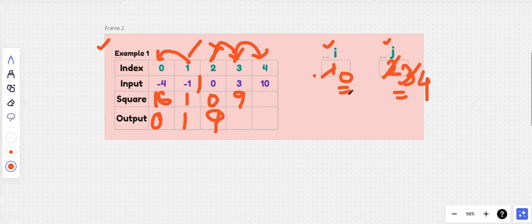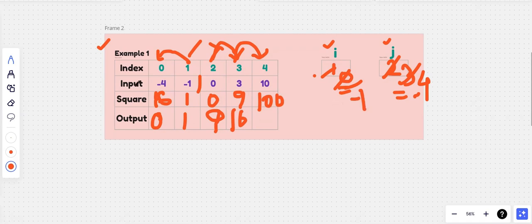Now we will compare the squares of the number at position 0 and 4. The square of the number at position 0 is 16 and at position 4 is 100. Out of 16 and 100, smaller is 16. So we will push 16 and update the pointer 1 step backward.